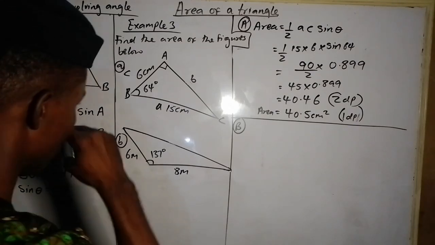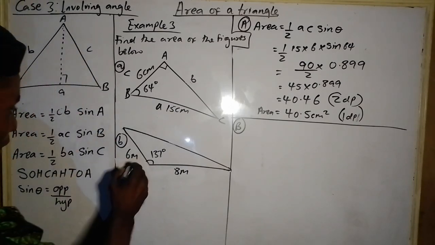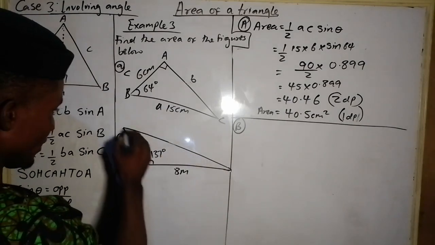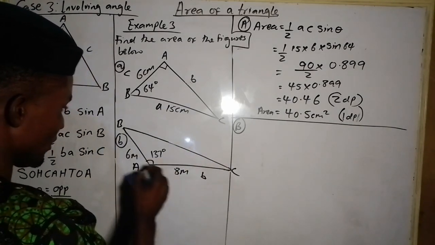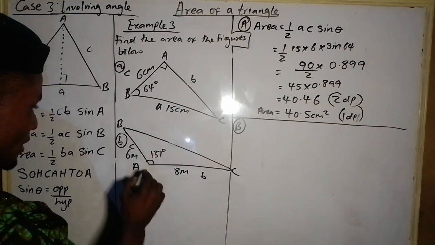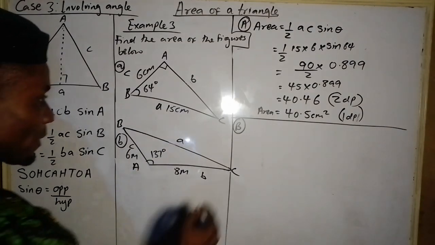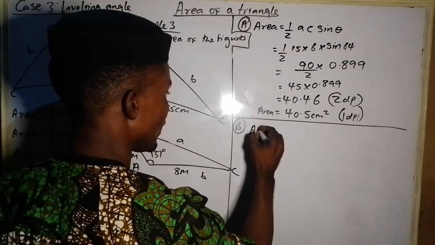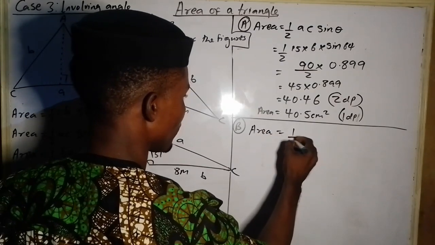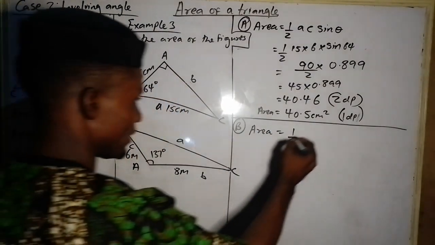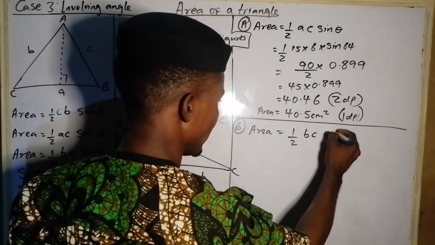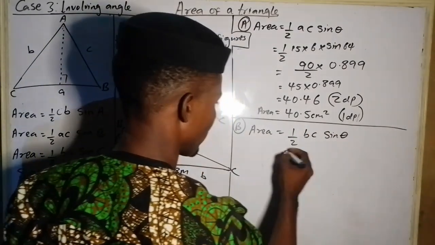Now let's name the sides again. I can decide to name my sides A, B, and C. This place is going to be my B. This is going to be my C, and this is going to be my what? My A. So my area is going to be 1 over 2. What are the sides given to us? We're given sides B, C, and sine theta.